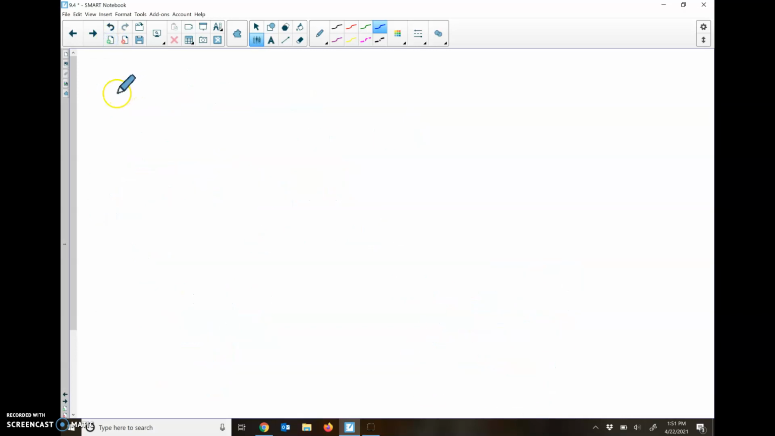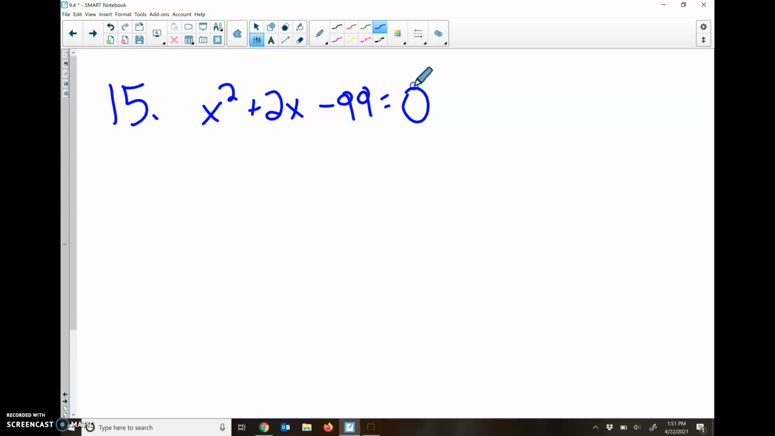All right, last one of this kind of problem is 15. So we got x squared plus 2x minus 99 equals 0. So this one adds one more step. We want that 99 to be on the other side. So first I'm just going to add 99 to both sides. x squared plus 2x equals 99.